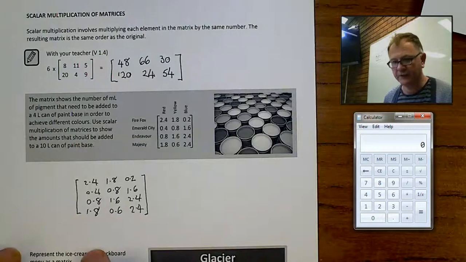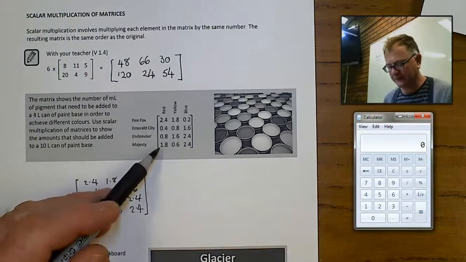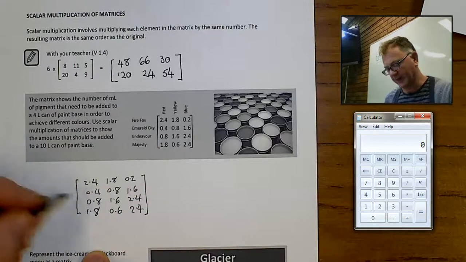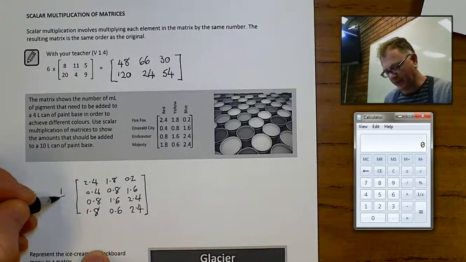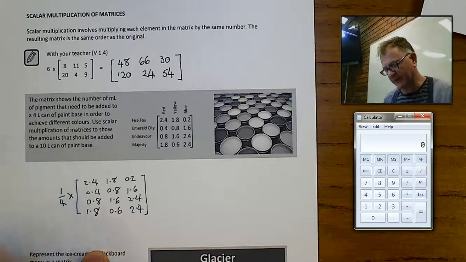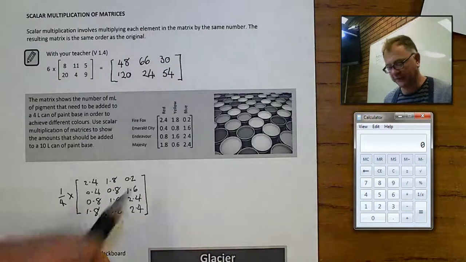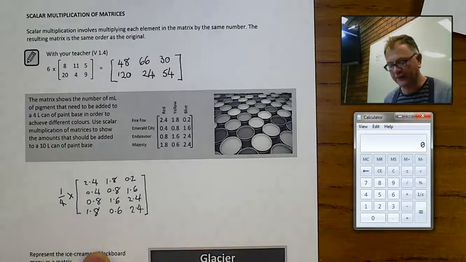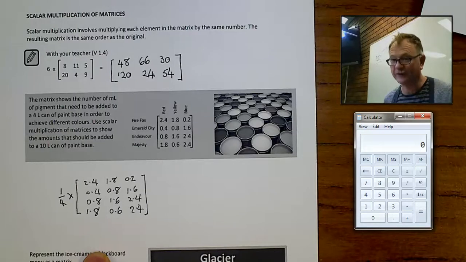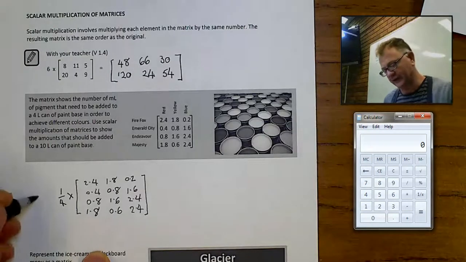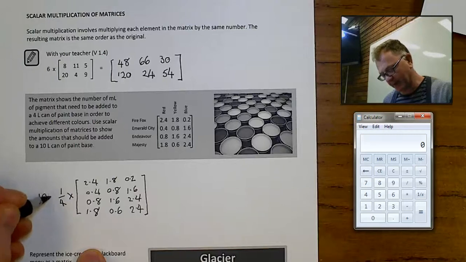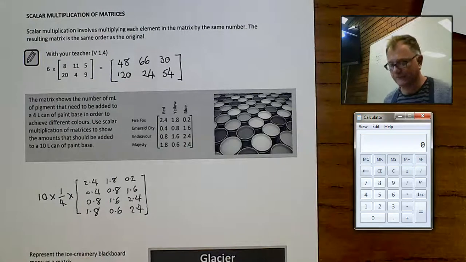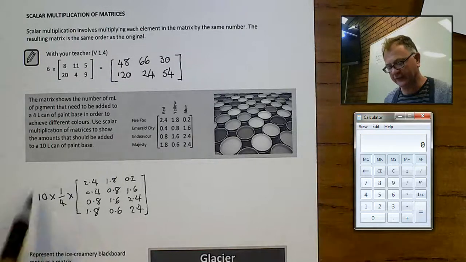Now the way that I would probably go about this is, if this is for a 4 litre can, and I was to get the matrix and multiply it by 1/4, I'll have enough for a 1 litre can. It's a 4 litre can, multiply it by 1/4, that would be the right amounts for a 1 litre tin. But we were asked for a 10 litre tin. So if I was to get that answer and multiply it by 10, that would give us the 10 litre tin. Now of course I can combine these two things together.